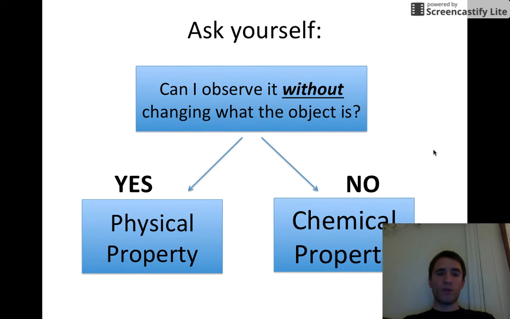In a moment, what you're going to be doing is identifying whether properties of matter are chemical or physical properties. The way I like to do it is just by looking at this easy diagram. Ask myself a question: can I observe this property without changing what the substance is or what the object is? If the answer is yes, it's a physical property. If the answer is no, it's a chemical property.